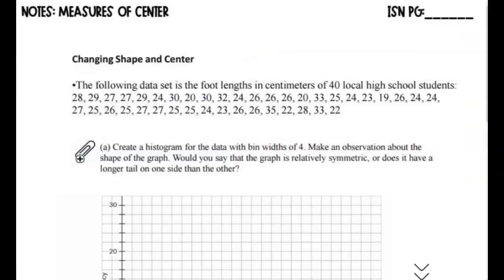So, we're going to be looking at how the shape and the center of a graph changes when we change the data values. So, this is the data of foot length for 40 high school students. And the first part says create a histogram for the data with bin widths of what? 4. So, how are you going to do this? Multiplication and division of 4. No, how are you going to create a histogram? Graph. All right, come on, start typing.